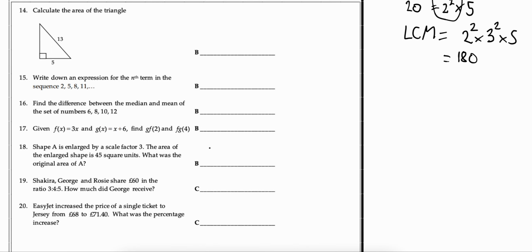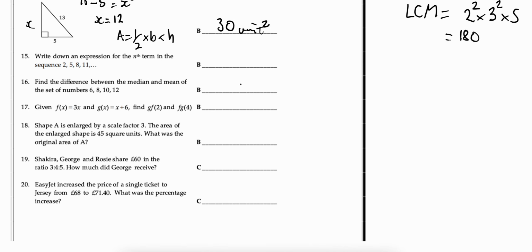Calculate the area of the triangle, which is half times base times height. Now by Pythagoras, we know that since we have the hypotenuse, it's going to be 13 squared minus 5 squared is x squared, which if you calculate and square root, you will get x equals 12. So the area is half times base times height. So it's a half times 5 times 12, so that will be 30. We don't know the units, so we're just going to write units squared.